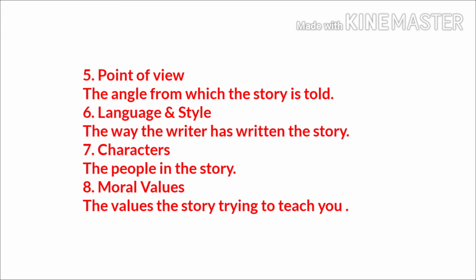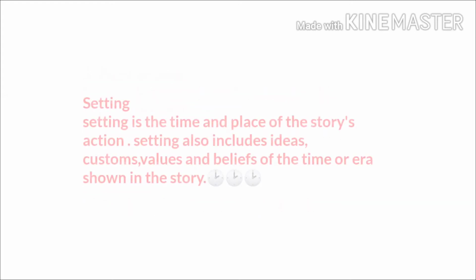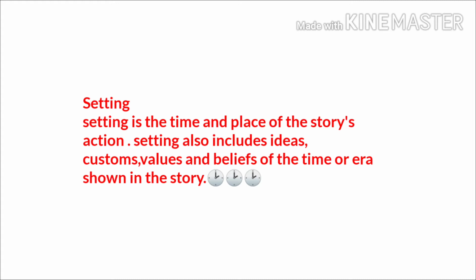Number 6, language and style. The way the writer has written the story is called language and style. Number 7, character. The people in the story are called characters. Number 8, moral values. The values the story is trying to teach you are called moral values.